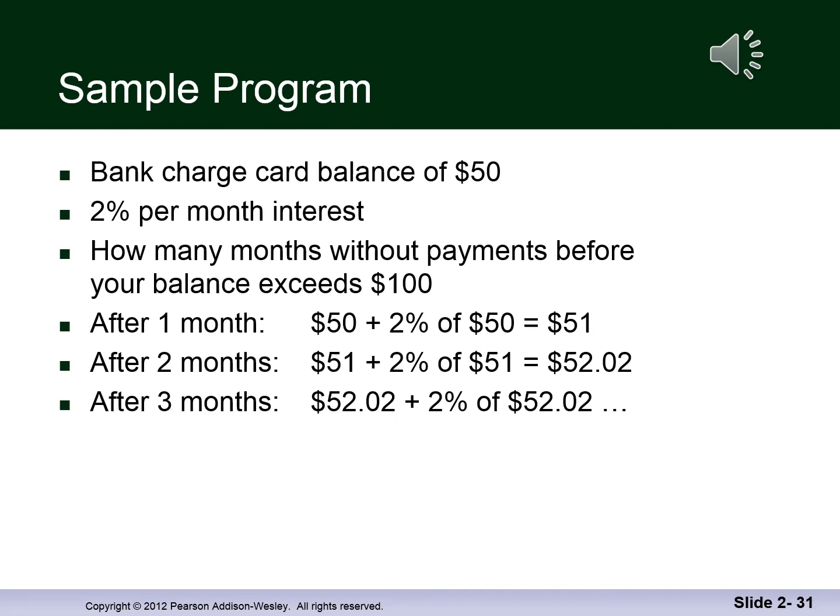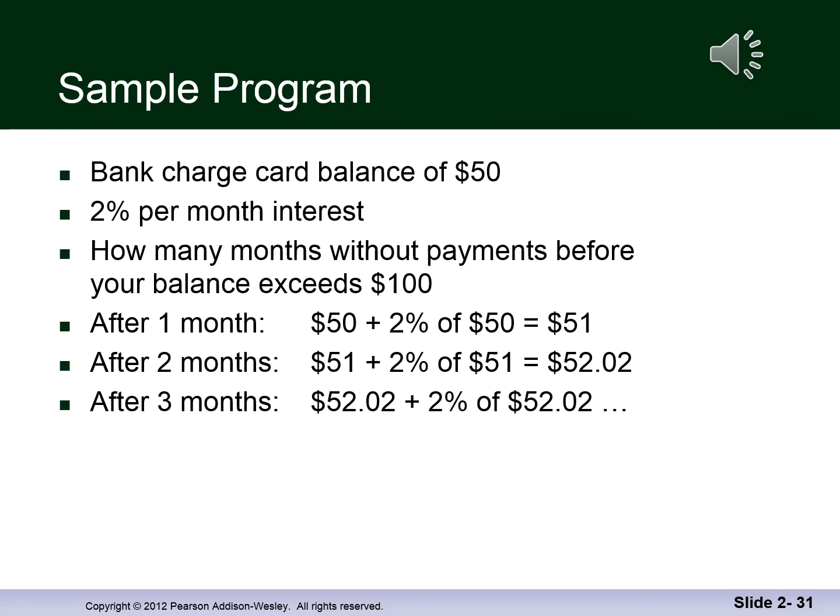Let's take a look at a sample program that uses a loop and an increment operator. Here are the parameters of the program. A bank charge card balance of $50, 2% interest charged every month. You want to know how many months without payments before your balance exceeds $100. So some sample calculations. After 1 month, you've got $50 plus 2% of $50. 2% of 50 is $1. So you've got a $51 balance.